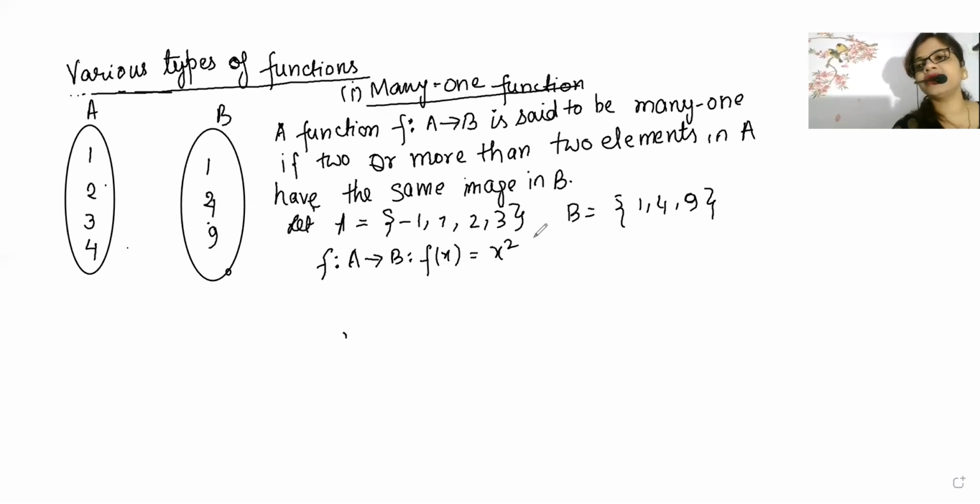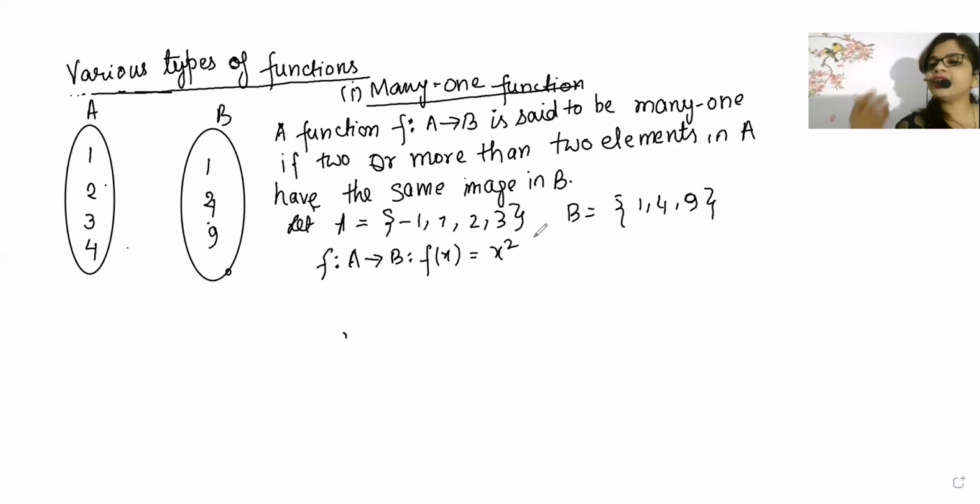I have represented the condition of function here. Now listen to me nicely. You will be able to understand how I've represented everything in one line. f such that A tends to B. It means the first part is f such that, which means a function is there.